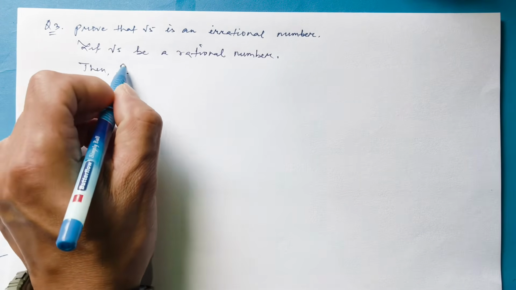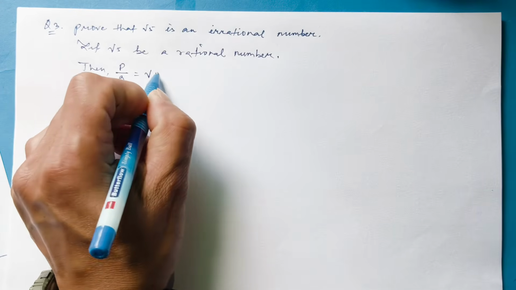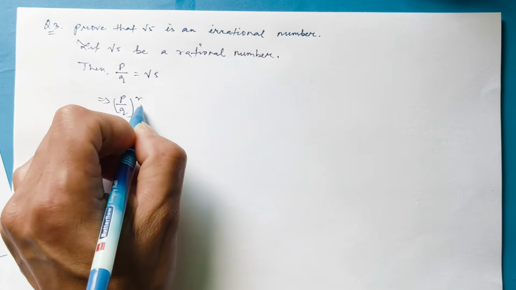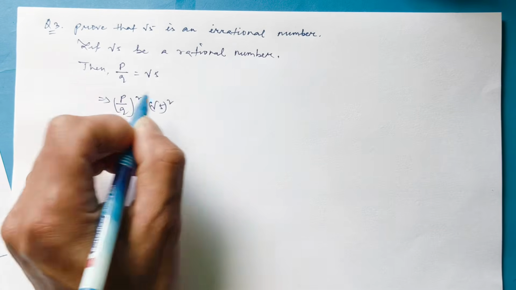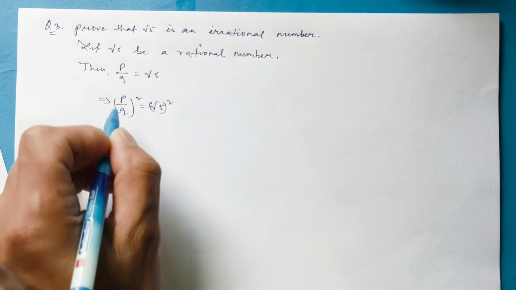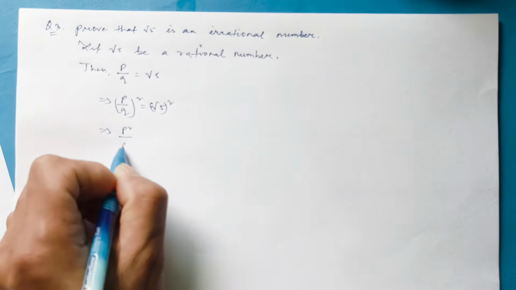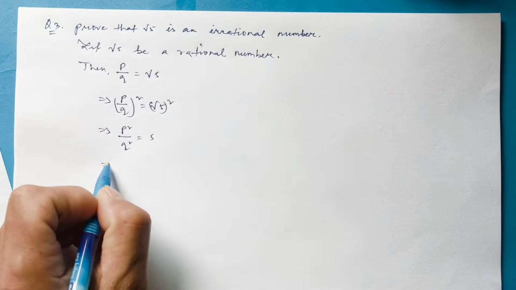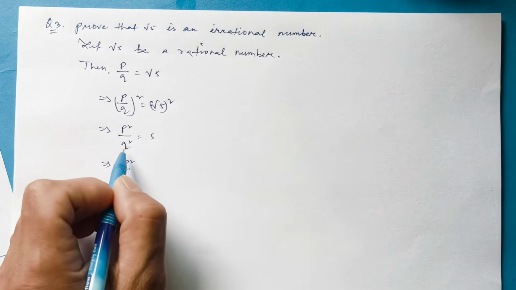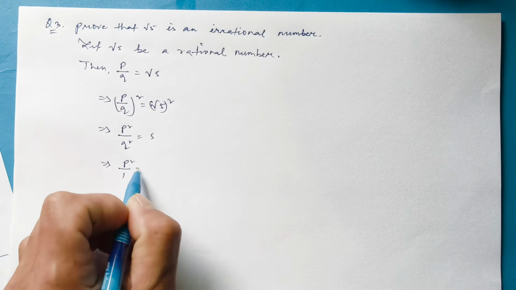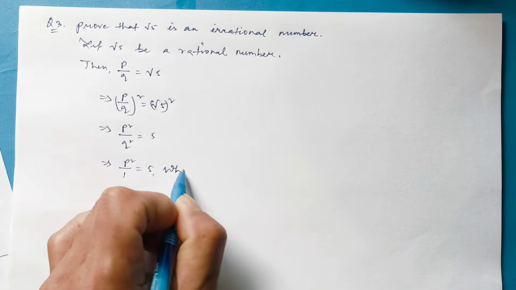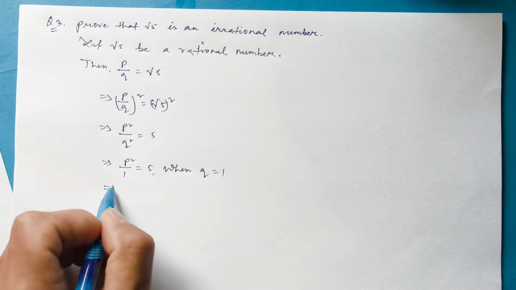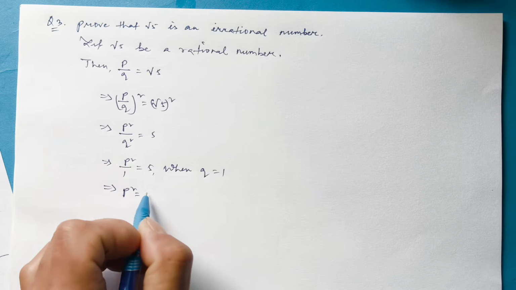Then rational number is in the form of p by q equals root 5. Squaring both sides, (p over q) whole square and root 5 also square. We know that p square by q square equals 5. When q equals 1, now p square is equal to 5.